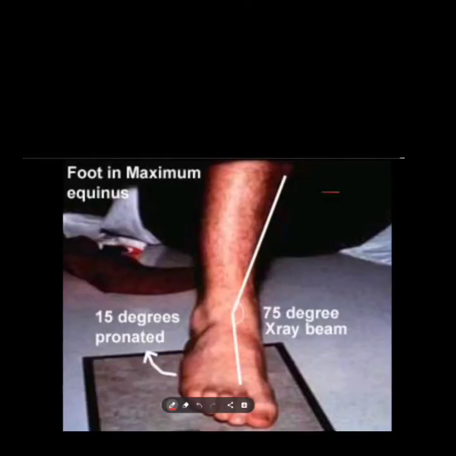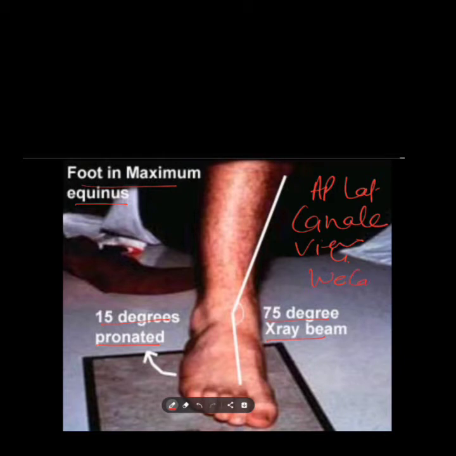The imaging includes AP view, lateral view, Canale view. This is done in 15-degree pronation, foot in maximum equinus and 75 degrees. At 75 degrees, the X-ray beam is directed. We can also get the CT scan done for the proper assessment.